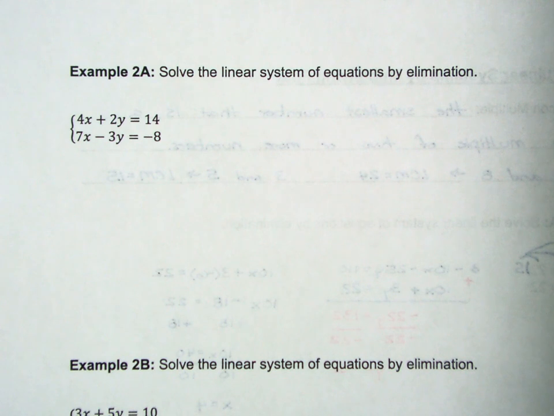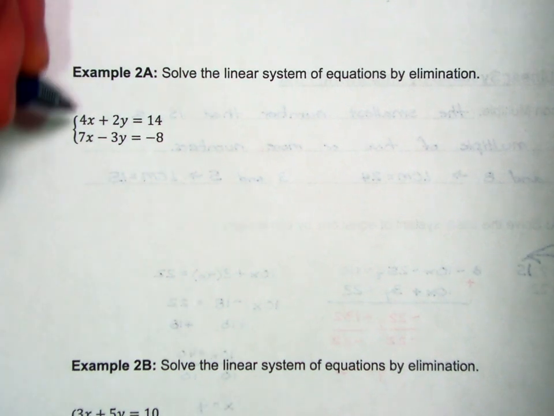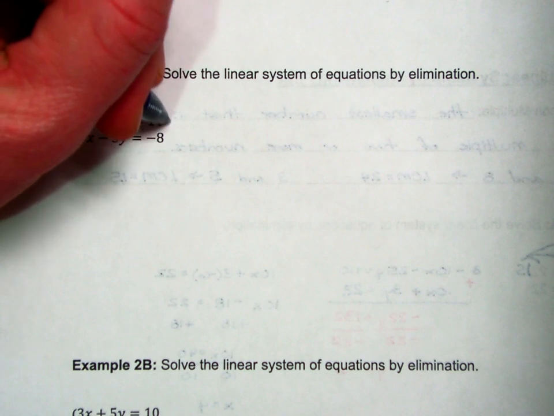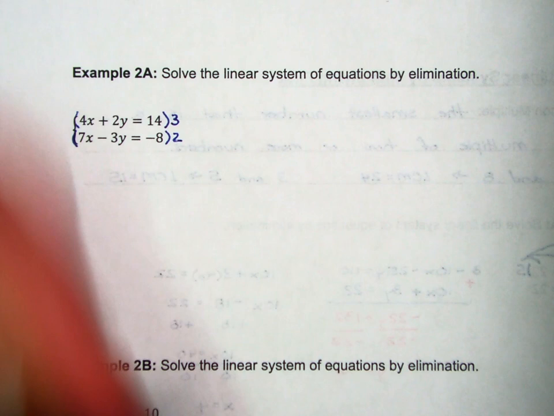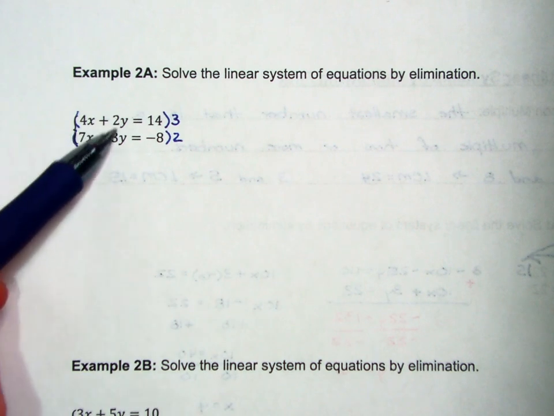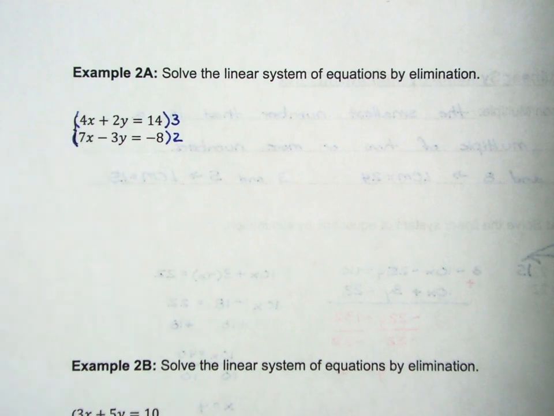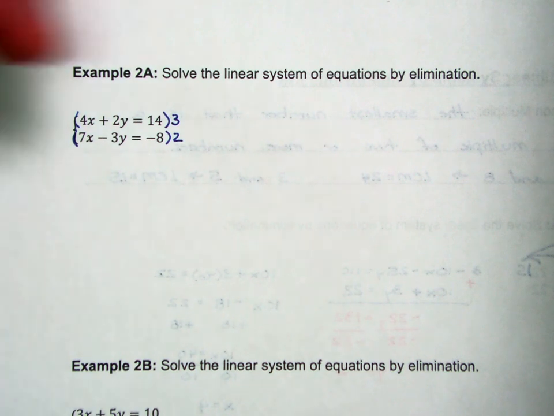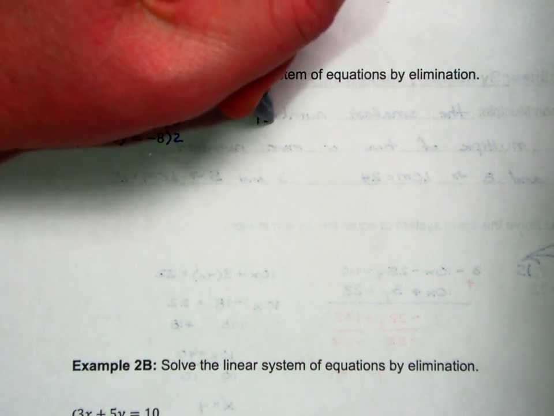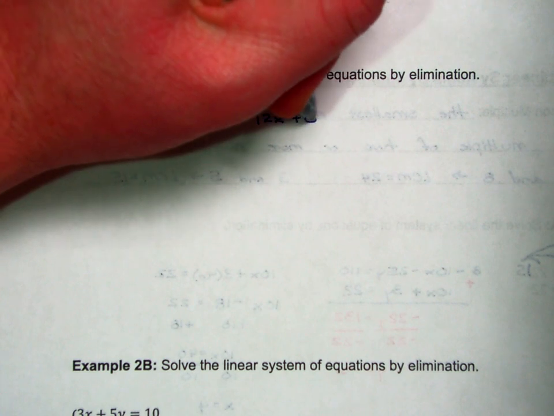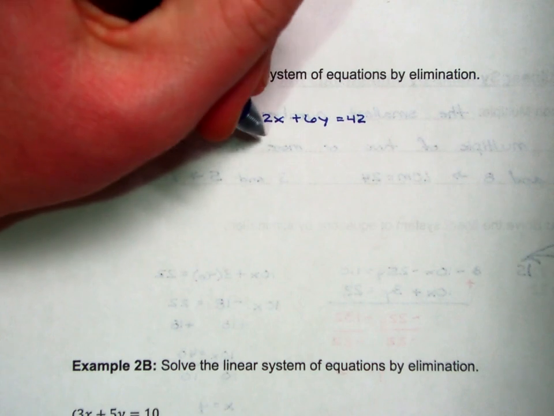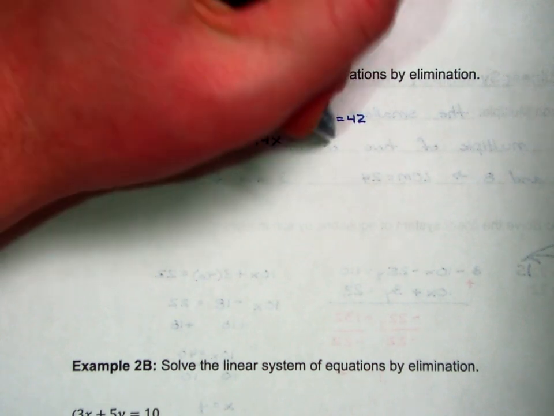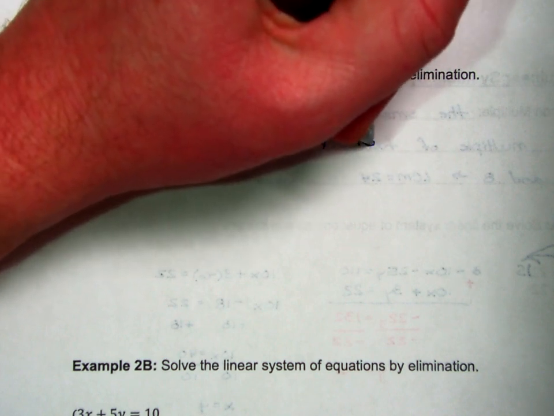So let's take a look at example 2a. What I'm going to do is multiply my first equation by 3, and multiply my second equation by 2. And by doing that, we're going to get the same number of y's in each of these equations. So the first equation is now going to become 12x plus 6y equals 42. And our second equation is now going to become 14x minus 6y equals negative 16.